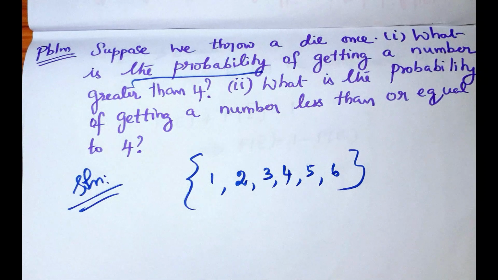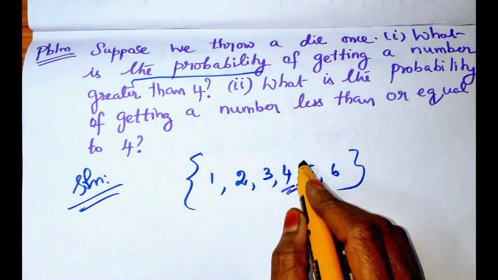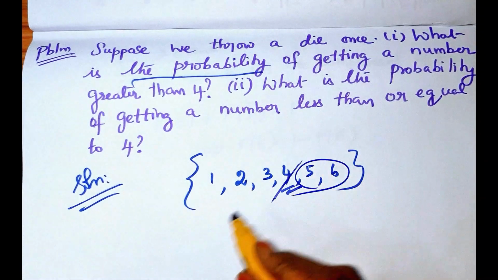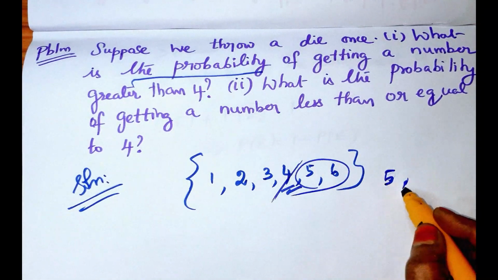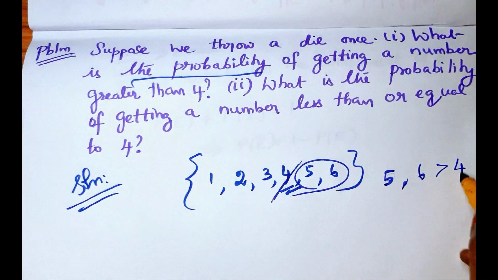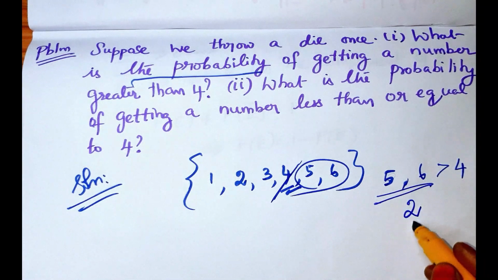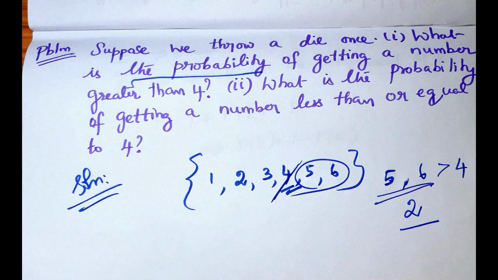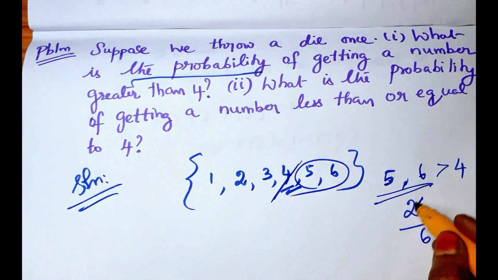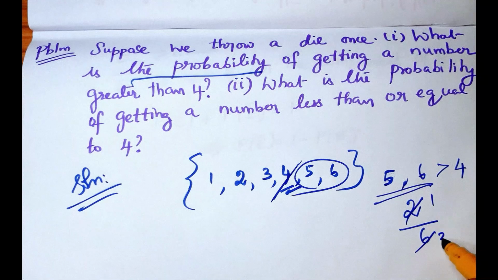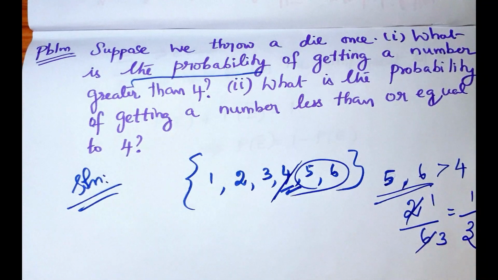Tell me which is greater than 4. Is this greater than 4? Definitely not. So we have two terms, 5 and 6, which are greater than 4. Tell me the formula for finding the probability: number of favorable events by total number of events. So here we have 2 favorable events, so 2 by how many in total? 6. So 2 by 6. 2 is the common factor. When I divide, I get the answer 1 by 3.